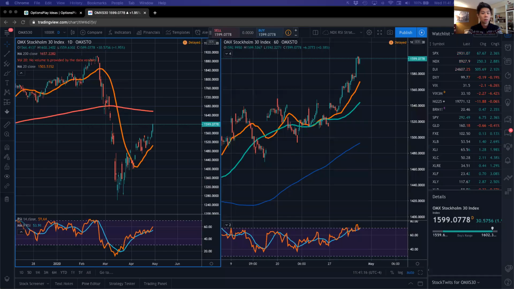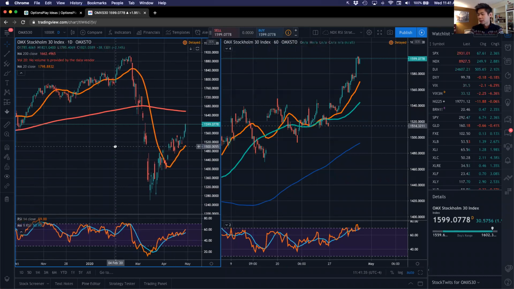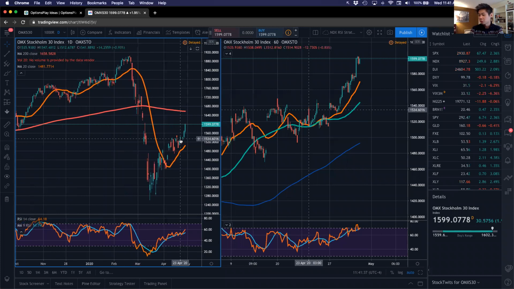Okay, so this is something that we covered last Thursday, but I'm going to talk about it again here. I want to make sure that everyone understands, from a macro, bigger picture perspective, what we're currently looking at. So the Swedish markets have basically broken out above that major 1500 level that we've been talking about. That has acted as a fairly major resistance level.